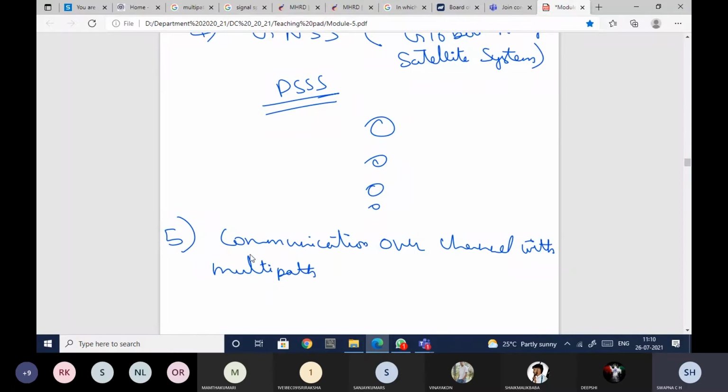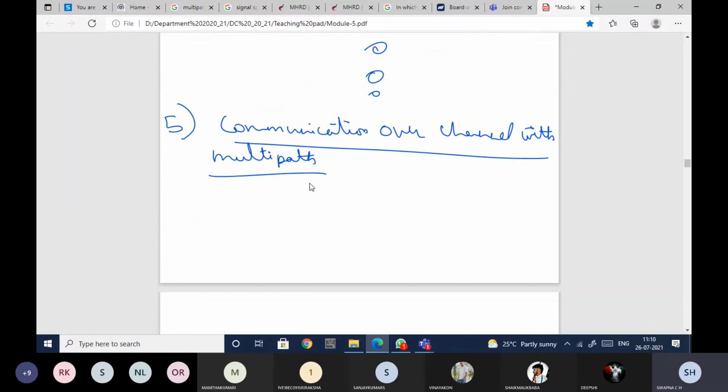So here, it is mainly used in mobile communication. Mobile communication has multipath propagation. What do you mean by multipath propagation? Multipath propagation means the same signal will reach the receiver through different paths, because of which time dispersion will happen.